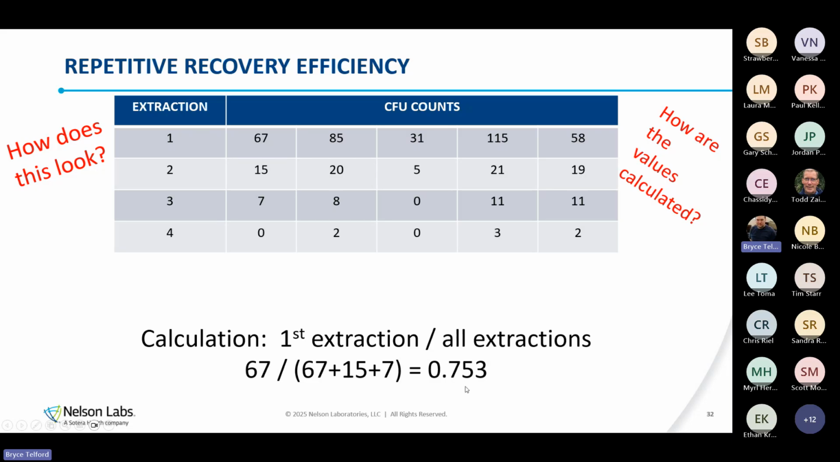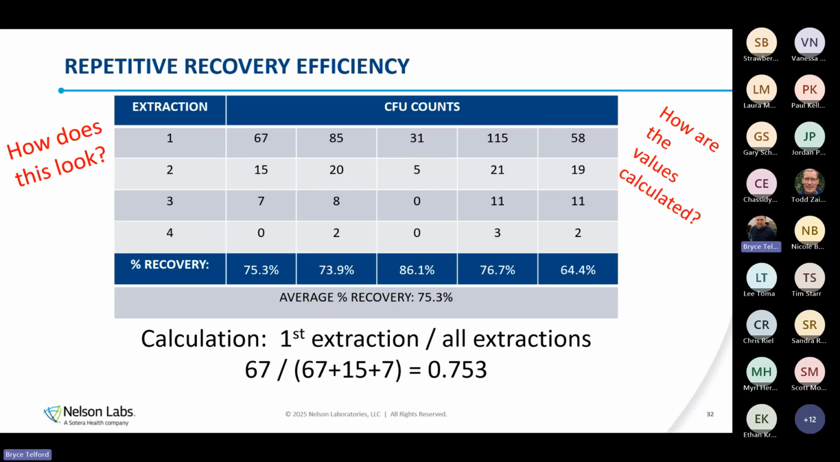75.3% recovery efficiency. So it's the percentage of the total bioburden that we're essentially getting off in that very first extraction, because that one extraction is how we're going to test basically the majority of the product. So that gives us our recovery efficiency. That's also called a correction factor or a correction percentage, because it is correcting what we're extracting to determine what the true bioburden of the product is.